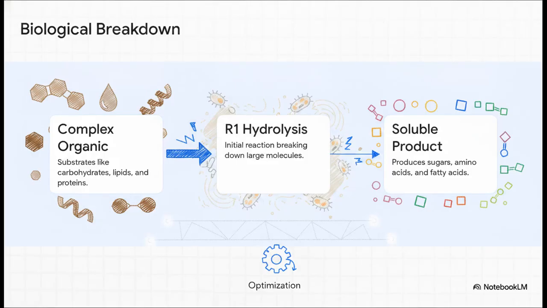The real trick is understanding exactly where this breakdown begins. As we can see mapped out here, the critical first biological step is the R1 hydrolysis reaction. Think of it as a starter motor. It takes complex substrates, like large carbohydrates, lipids, and proteins, and breaks them down into soluble organics like sugars and amino acids. If this R1 step fails, the downstream microbes literally have nothing to eat, and biogas production completely grinds to a halt. It's the ultimate gatekeeper of the entire system.